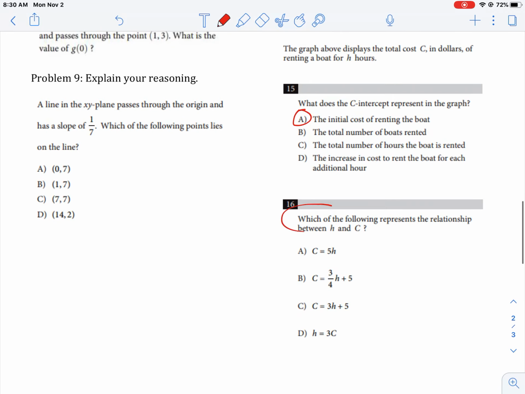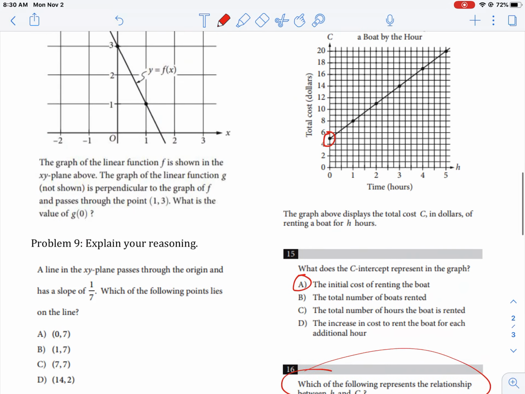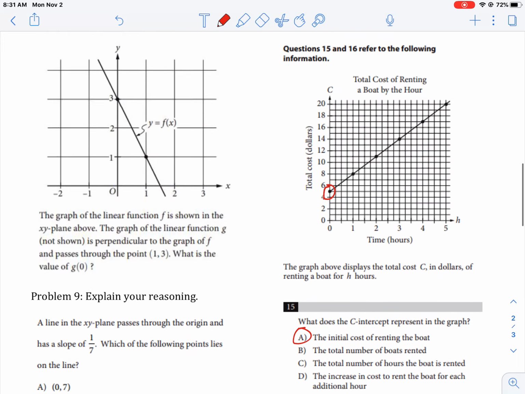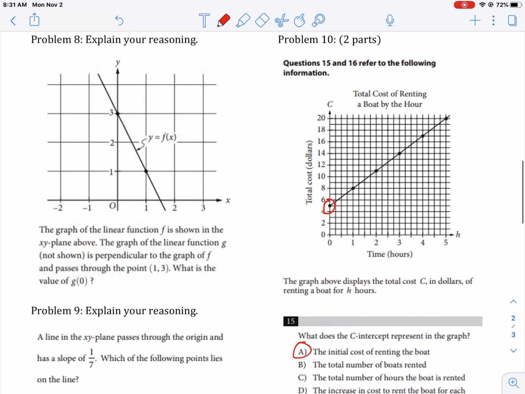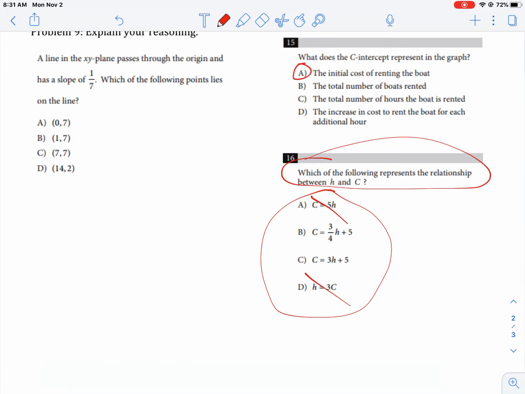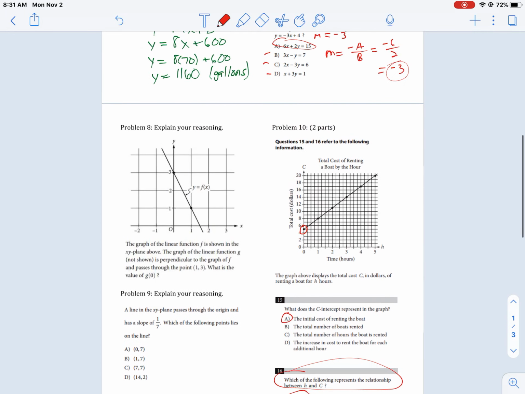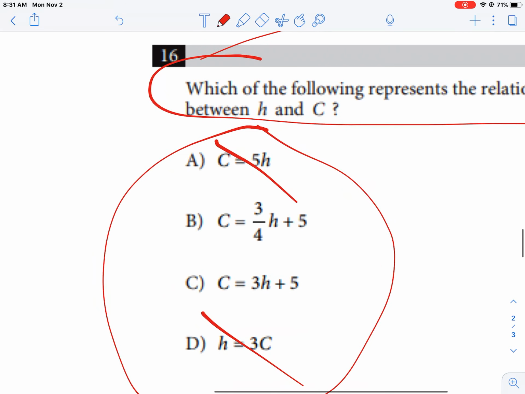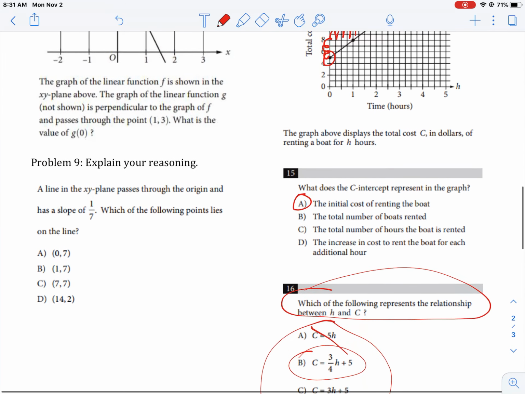Then the next one says, what's the relationship between H and C? They give us linear equations. They already see up here that the C-intercept is 5. So actually, we can knock these two out, because the y-intercept, or the c-intercept in this case, is 5. Now all we need to do is find the slope. So we go 1, 2, 3, 1, 2, 3, 4. Find the slope, and that's B.